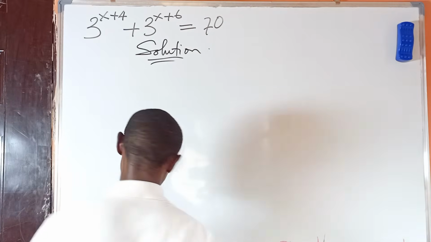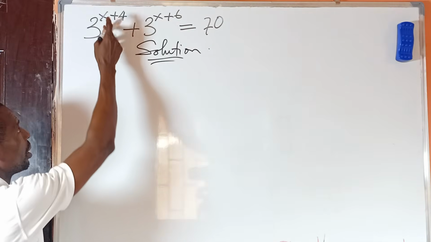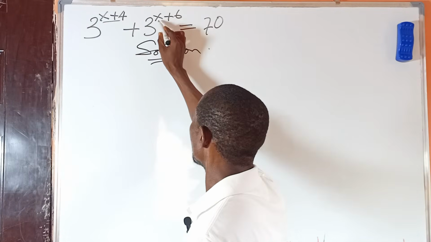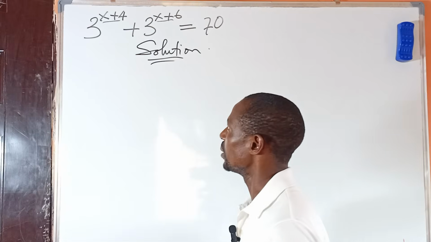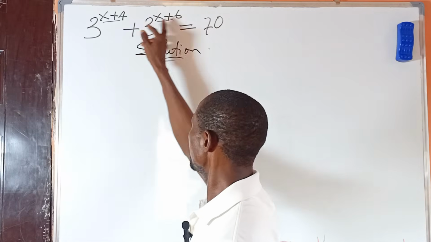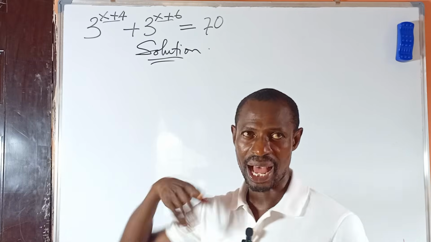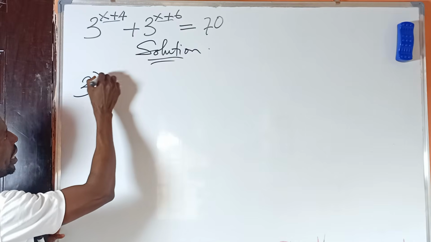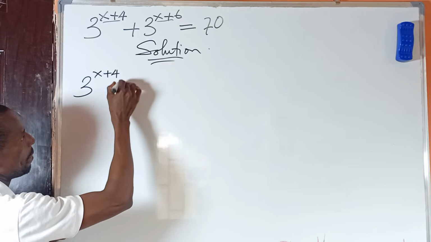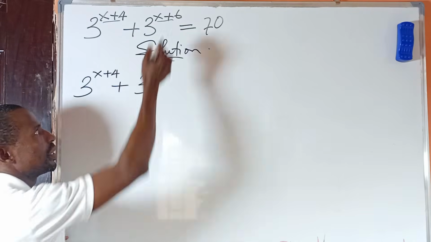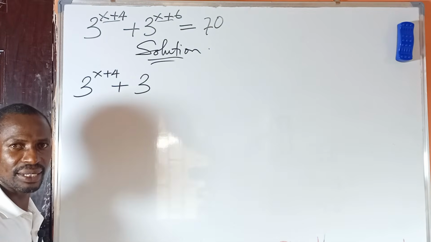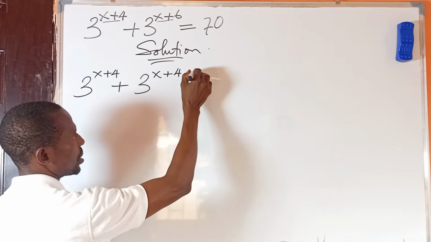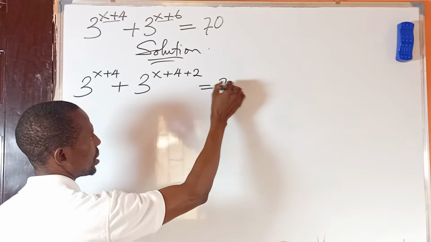From here, what we're going to do first is to try to work on this. This is the simplest power, and we have to work on this also. The method that I normally use is to bring this quantity from here. So how do we go about that? This is going to give us 3 to the power of x plus 4, then plus 3 to the power of 6, which could be written as 4 plus 2. So we're going to have x plus 4 plus 2, everything equal to 70.